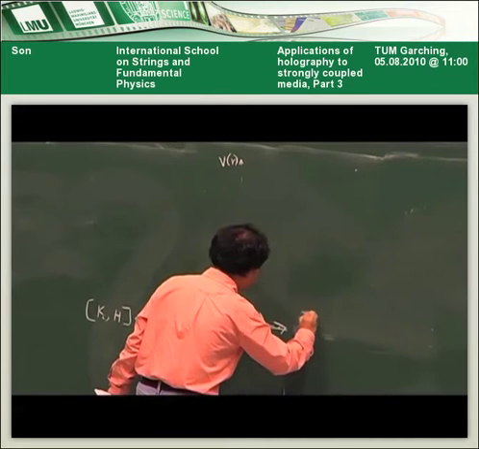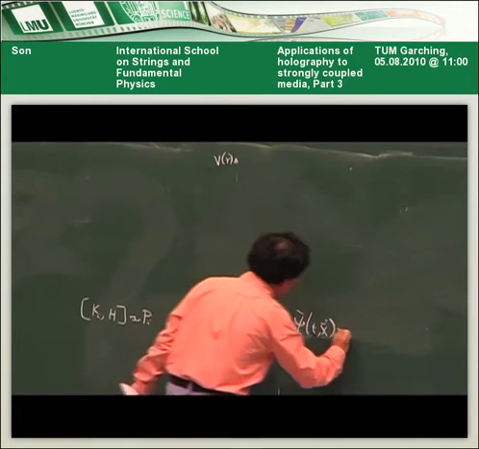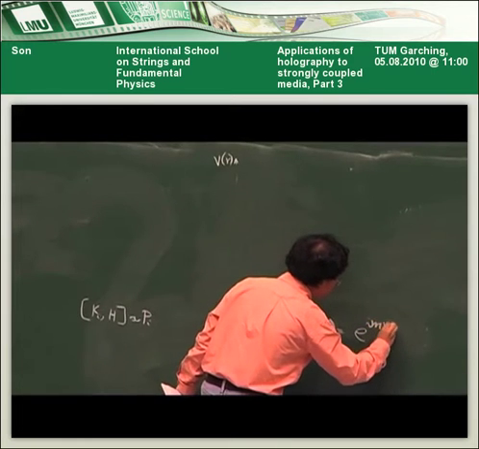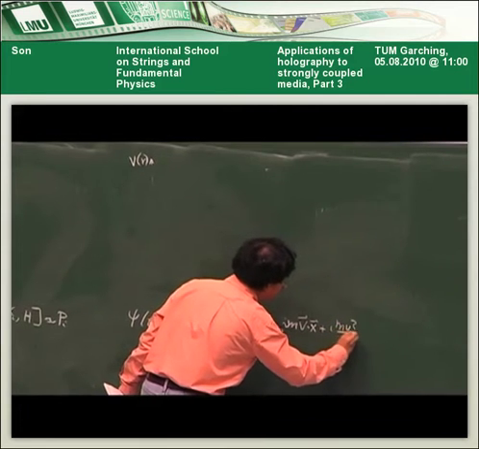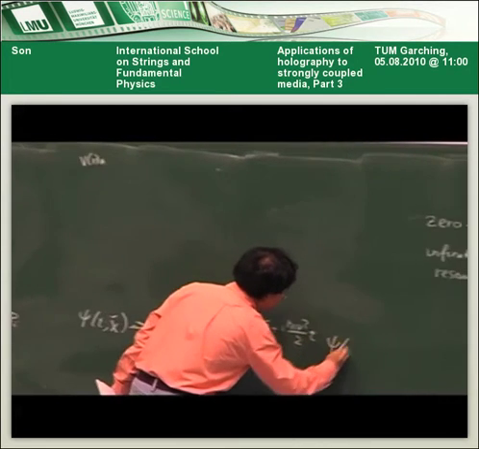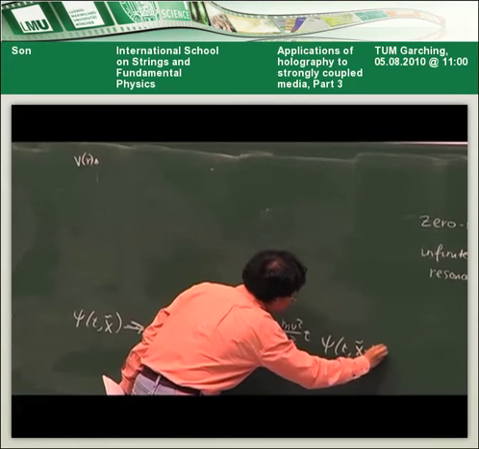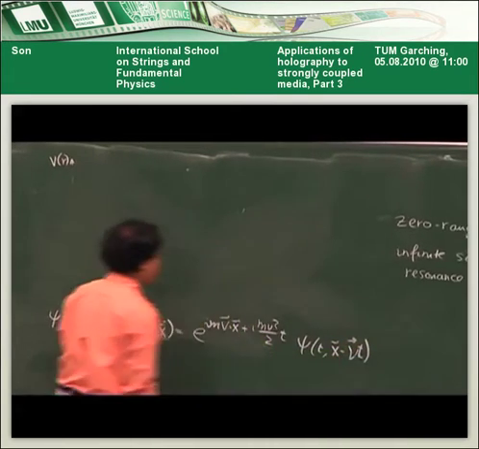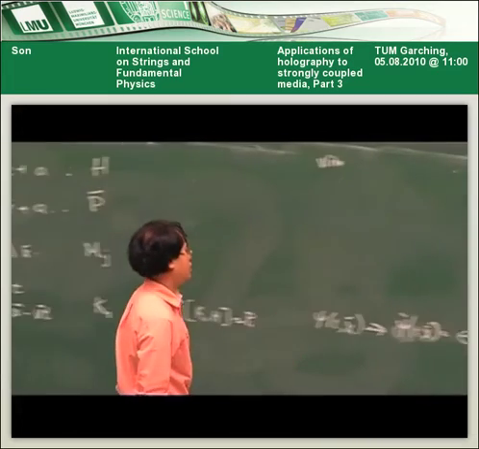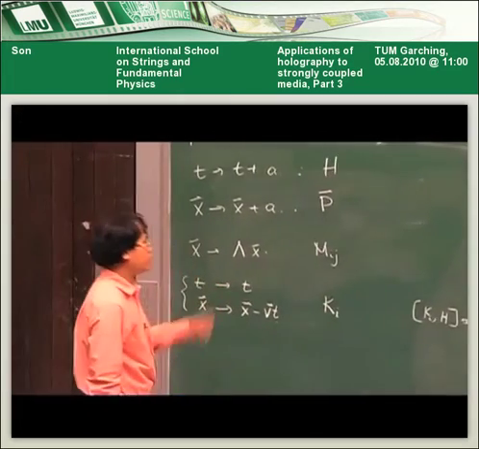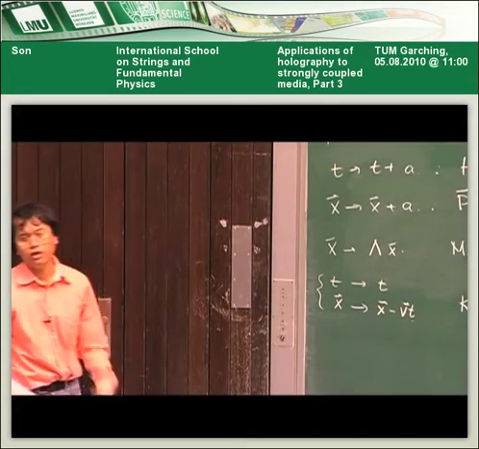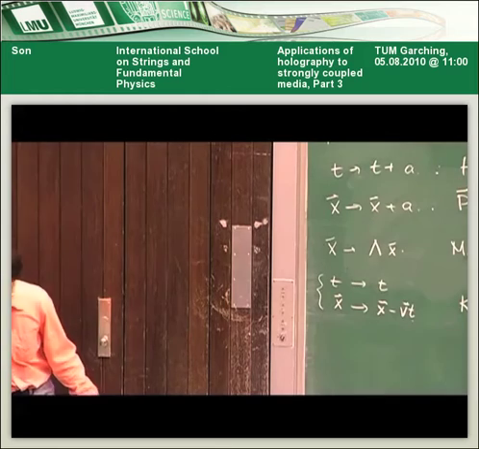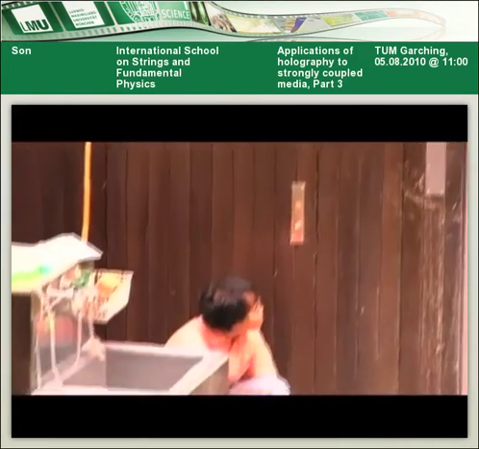Psi tilde (t, x) equals e to the minus i m v dot x plus i m v squared t over 2, times psi(t, x minus vt). And you can put it into the Schrödinger equation and convince yourself that it is a solution. So Galilean invariance does not correspond to a conserved charge, but it has physical consequences like this.